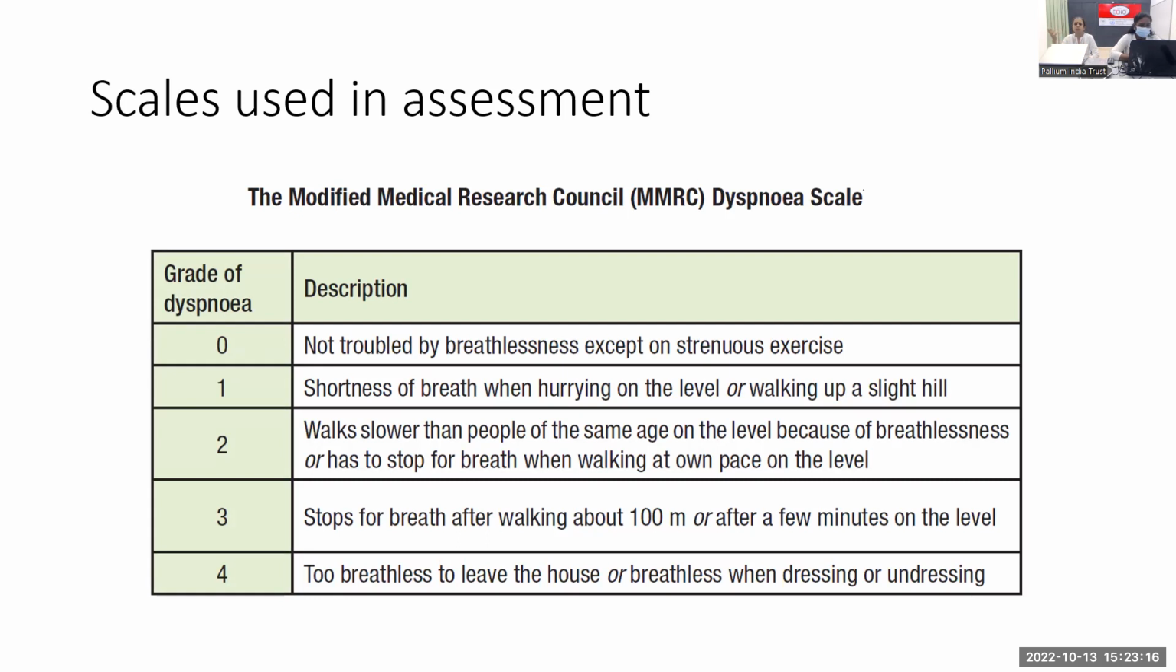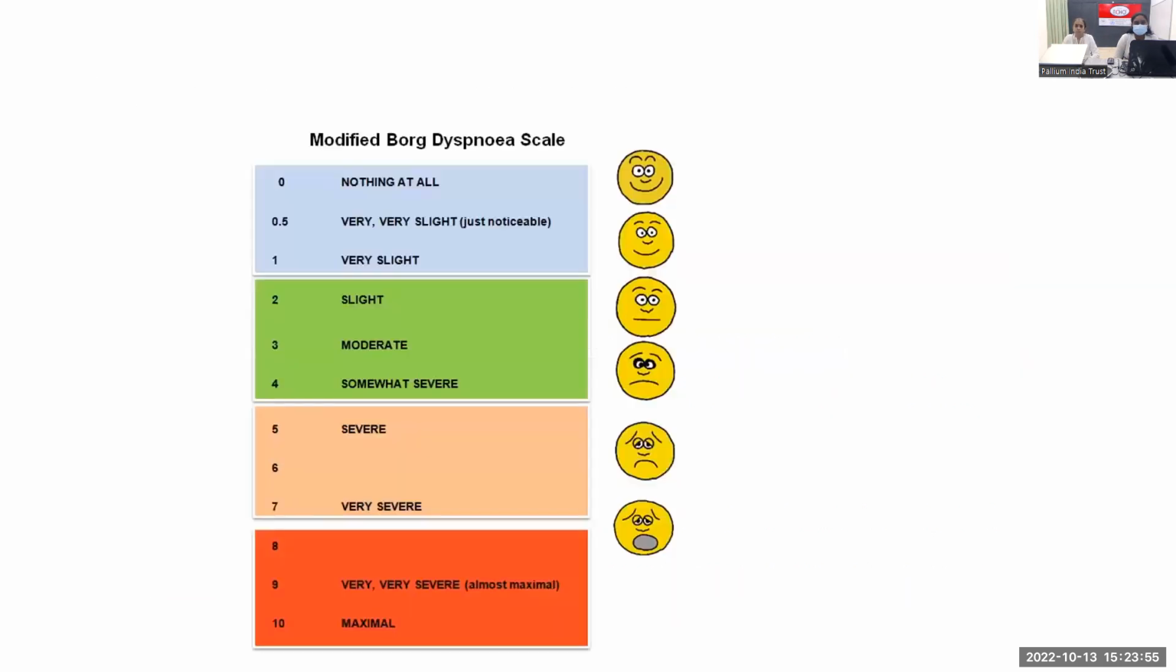0 means there is no breathlessness, and 1 means when you are climbing up or when you are rushing, you have breathlessness. And 2 means even if you walk on a plane level, at normal pace, you are breathless. And 3 is you walk for 100 meters and then you really have to stop for breath. And 4 is even for dressing or undressing or to leave the house, you can't do that because you're very, very breathless. It's very easy to ask. Or even when they tell you the story, it's very easy to understand and put a score for that. So this is very important.